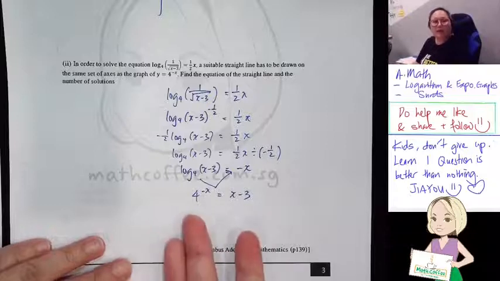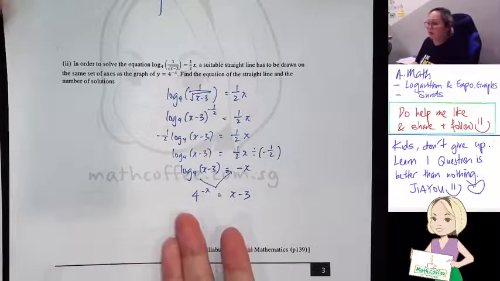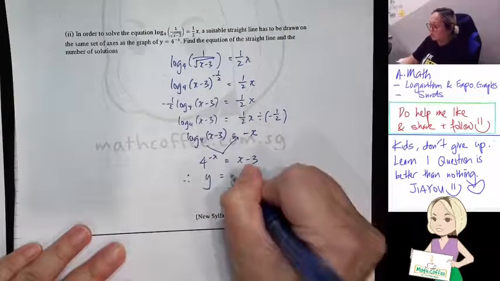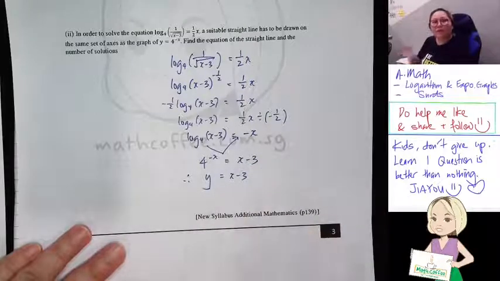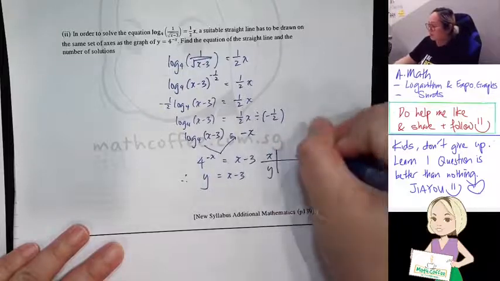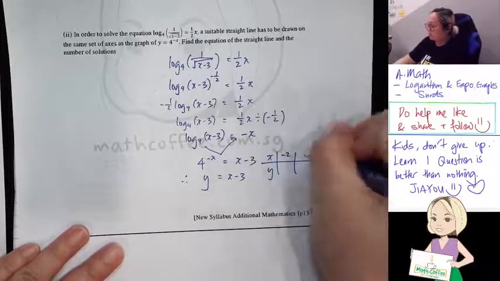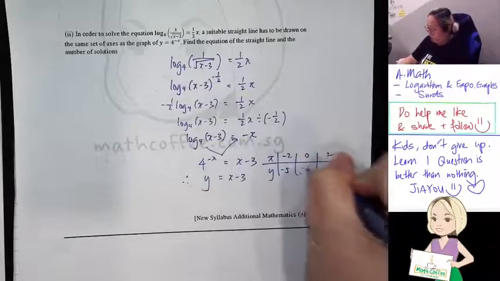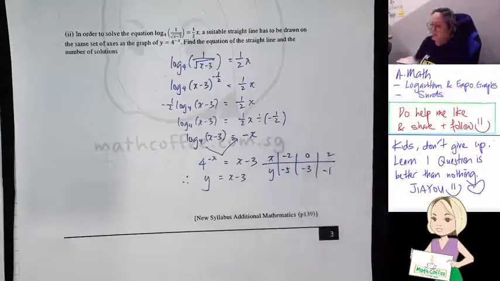Yay! I managed to dig out my 4 to the power of negative x, which is my y. So I can just say, oh, so therefore the line we are talking about is y equals to x minus 3. Next, we want to plot the line. So same thing, x, y, and I'm going to use minus 2, 0, and 2 again. So sub in the value, I will have minus 5, minus 3, and negative 1.